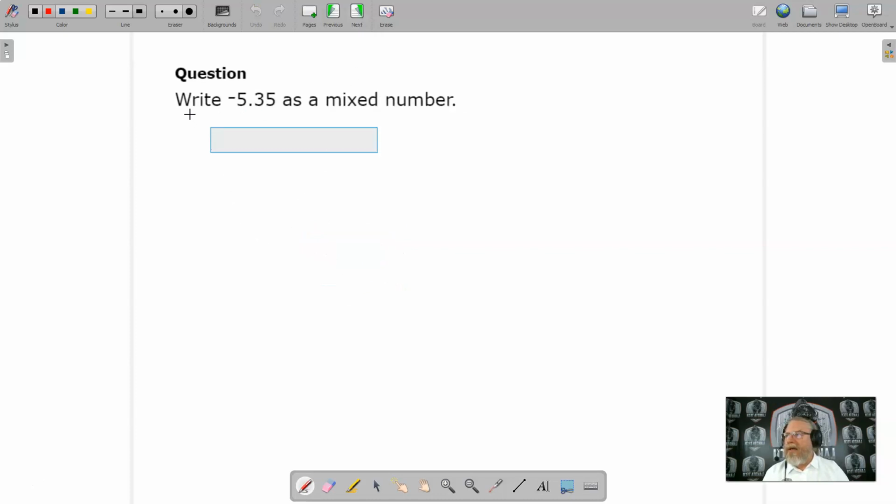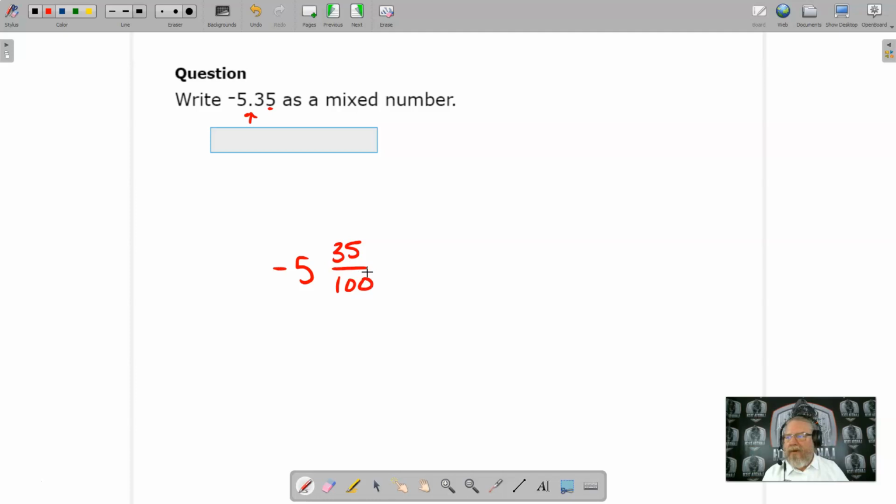On our next question here, write -5 and 35 100ths as a mixed number. So that's -5, and then the decimal, because remember the decimal's here. Oh, we're doing a mixed number. We don't actually have to write the decimal. A mixed number is a whole number or an integer along with a fraction. So what would that fraction be? Well, 35 over, and then the 5 is in the 100ths place. So we want to go ahead and just put 100 as our denominator. That's -5 and 35 100ths.